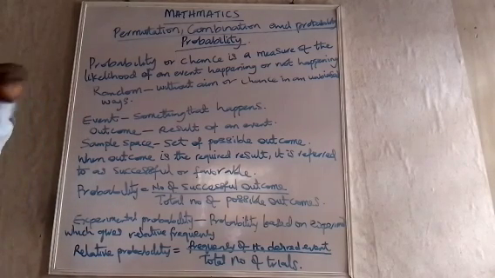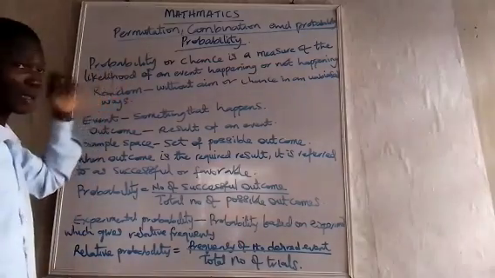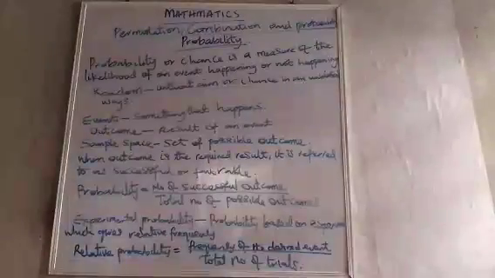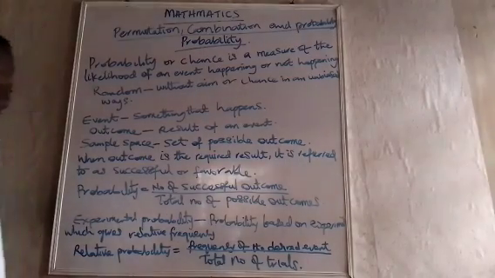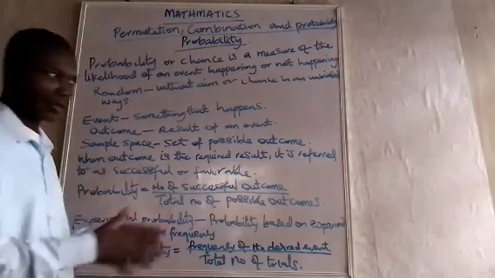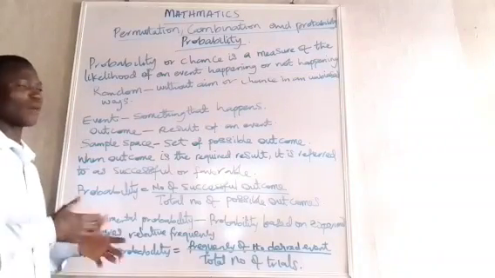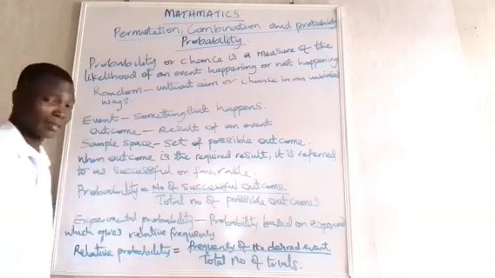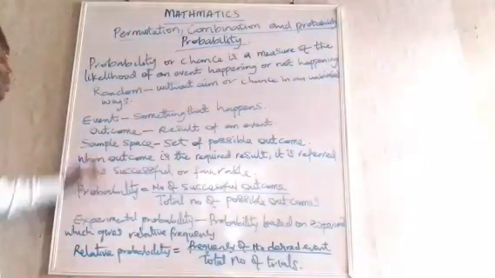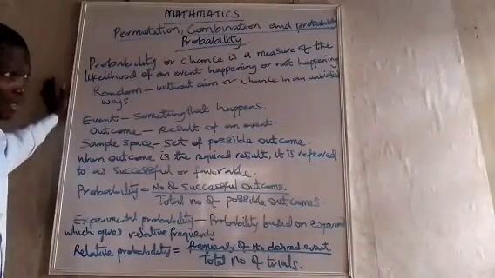We are on permutation, combination, and probability. We have treated permutation and combination, and today we are treating probability. Probability, or chance, is a measure of the likelihood of an event happening or not happening. What do we mean? It is about assurance, about certainty of an event happening or not. Sometimes you might not be so sure, and sometimes you might be fully certain that this event is going to happen. And that is what probability is talking about.